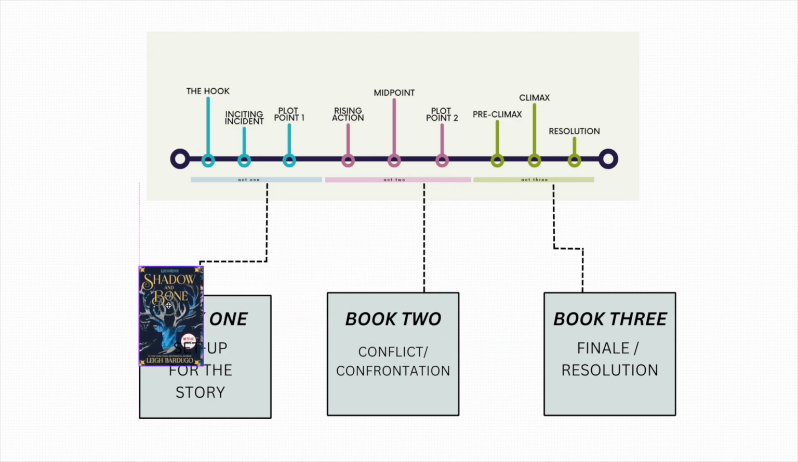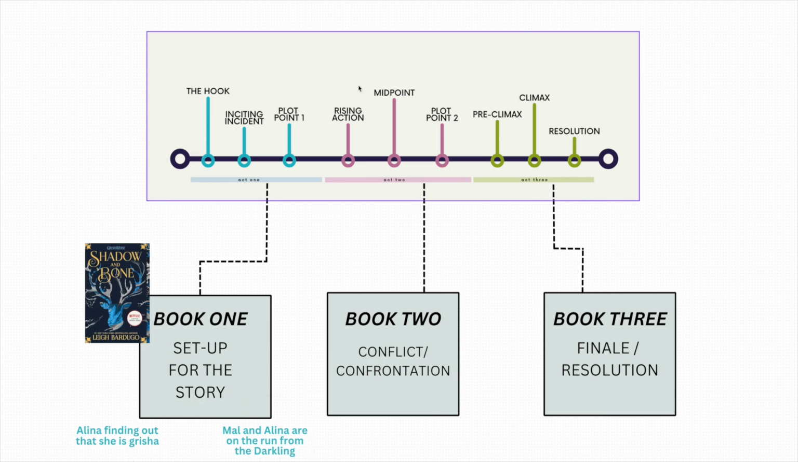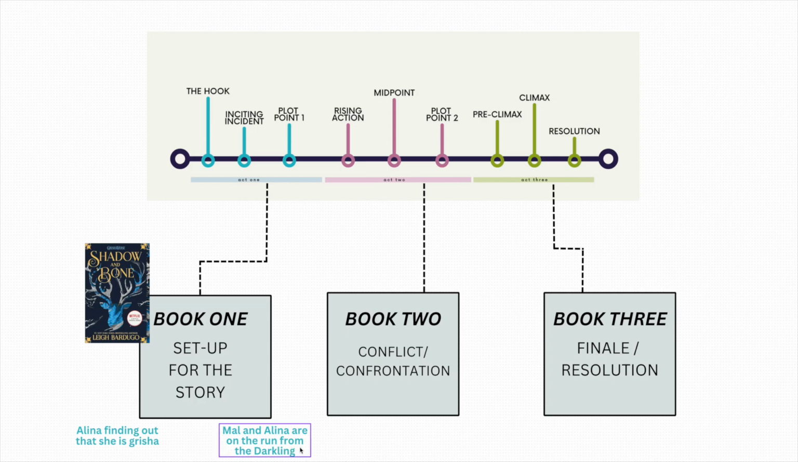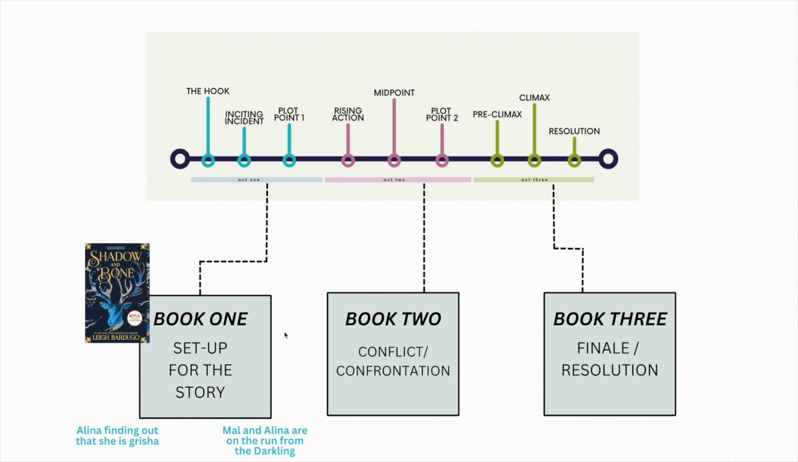In the first book for the Shadow and Bone series, we are really getting that setup for the story. We start with Alina finding out that she is Grisha, right? That is the beginning of this book. How we end the book is Mal and Alina are on the run from the Darkling. So throughout book 1, we go through this entire setup in order for Mal and Alina to start going on the run from the Darkling. That would be plot point 1 here.